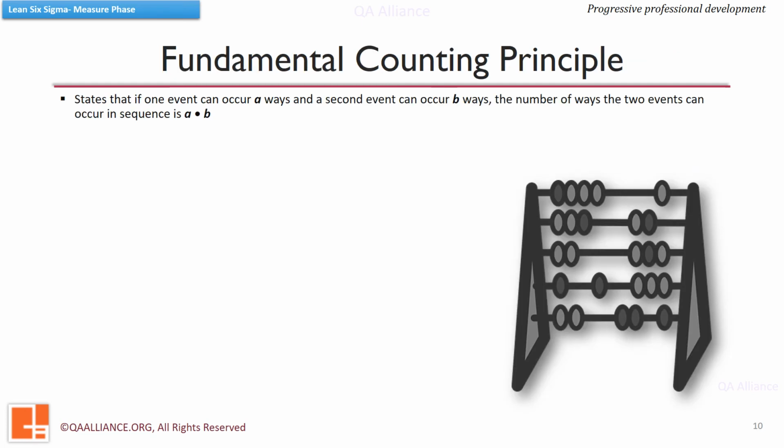The fundamental counting principle of probability theory says that if one event can occur in A ways, and another event in B ways, then the number of ways 2 events can occur in a sequence is A into B. For example, in a flip of 2 coins, we can get 4 different outcomes, 2 for each.